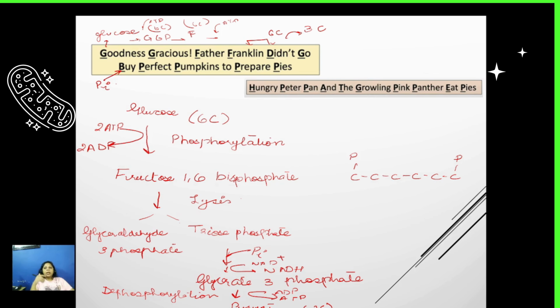Then here I forgot to mention, here an oxidation takes place. So here is something related to oxidation, and then a glycerate 3 phosphate is formed, and dephosphorylation takes place. The phosphate group is going to be removed, and it converts ADP into ATP. And the last one is the pyruvate, and this pyruvate is now going to enter the mitochondria.